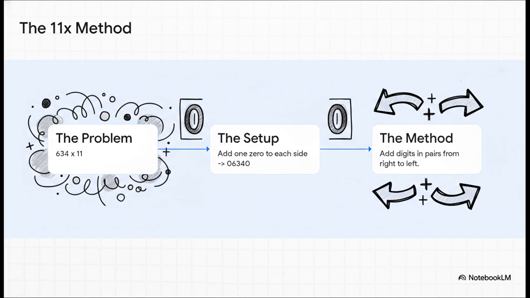Okay, here's our first problem, 634 times 11. The setup is really simple. Our multiplier 11 has two digits, right? So we're going to add 1 zero to each side of our number, just one. So 634 becomes 06340. And because we have a two-digit multiplier, our method is just to add digits in pairs.